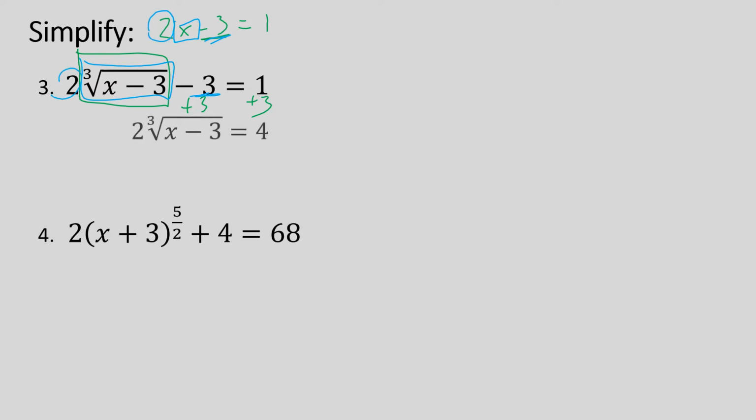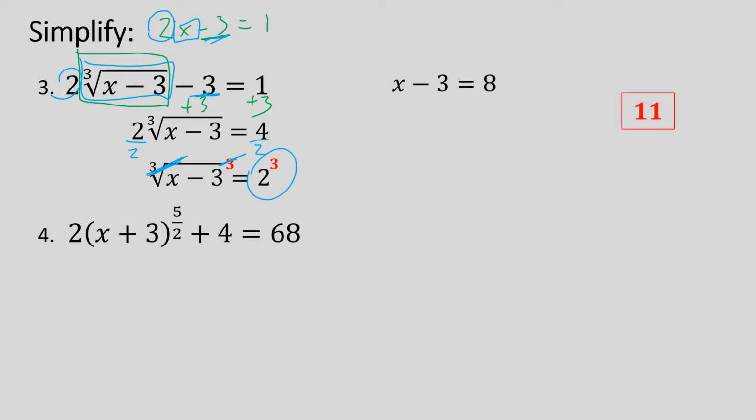So add the 3. We end up with 4. Now we want to get rid of this 2. So we have the cube root of x minus 3 equals 2. Now that that cube root's by itself, we cube both sides. These cancel out, and we have x minus 3 equals 2 cubed, which is 8. x equals 11.